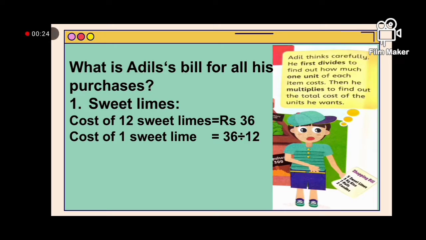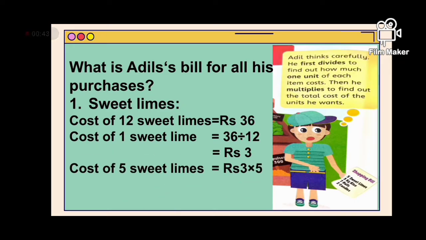The cost of 1 sweet line: first he divides the cost of 12 sweet lines by 12 to find out the cost of 1 sweet line, that is rupees 3. Adil purchased 5 sweet lines. So what does he have to pay for 5 sweet lines?